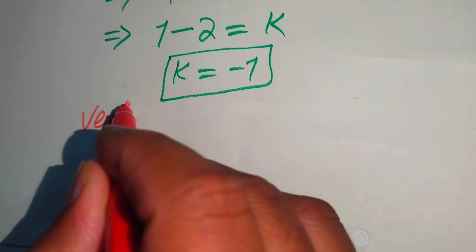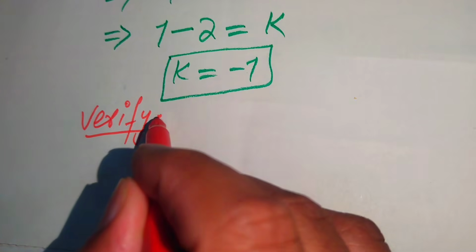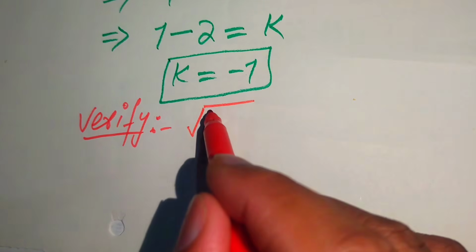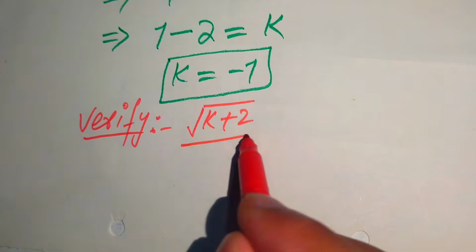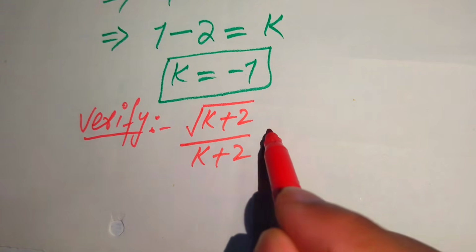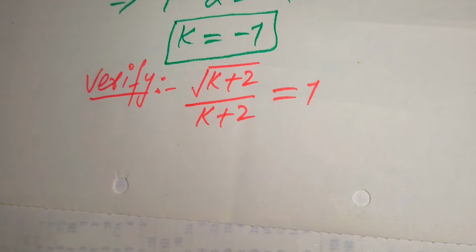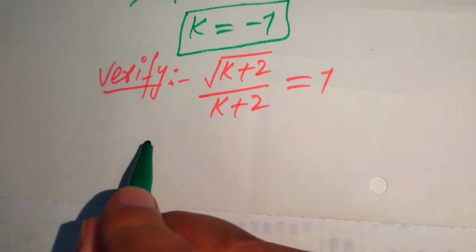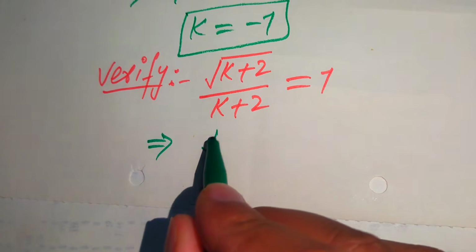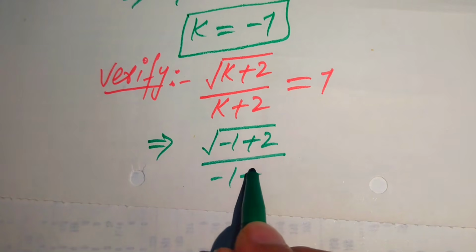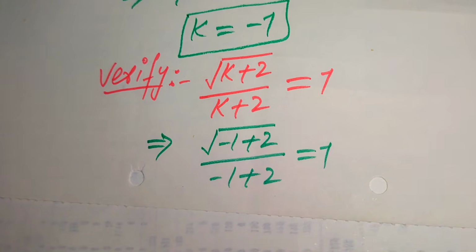So for verification of this value of k, we need to copy down the given question statement here, and the given question statement is the square root of k plus 2 divided by k plus 2 is equal to 1. And here we substitute the value of k is equal to minus 1 into the left hand side, and it will be written as the square root of minus 1 plus 2 divided by minus 1 plus 2 is equal to 1.